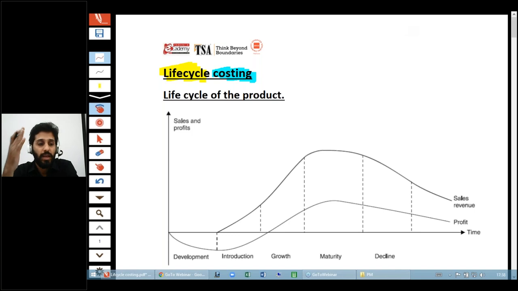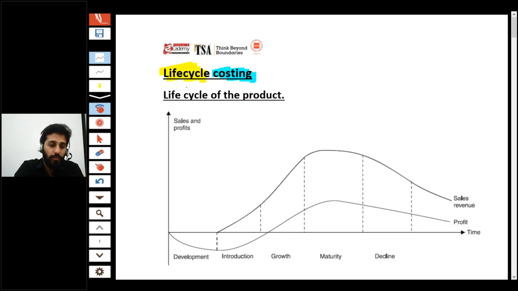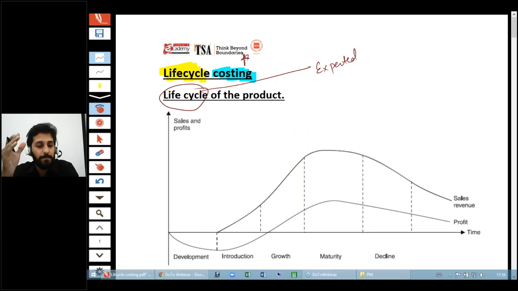Similarly, there is a birth of the human and there is a death of the human, right? The same is true for the product. It's a life cycle of the product. It's basically the expected time period. And remember that you are doing the costing, and that means that you are making estimations.